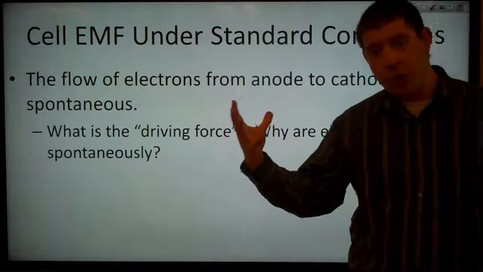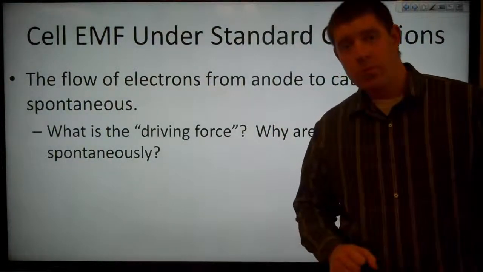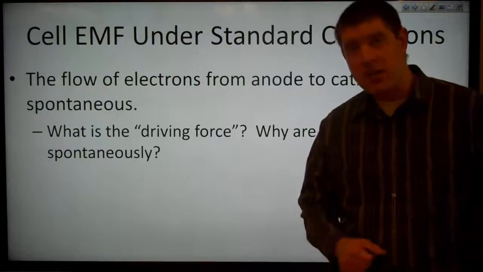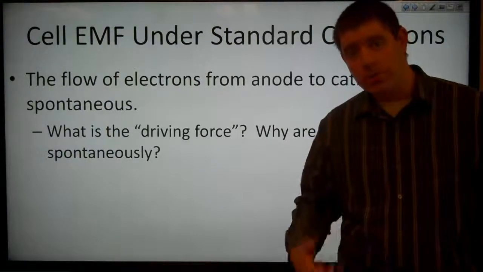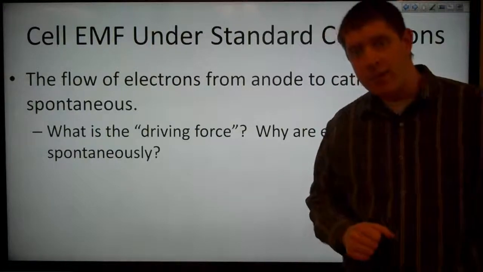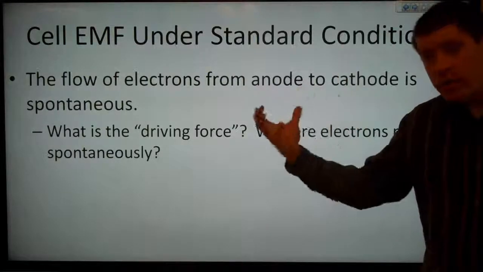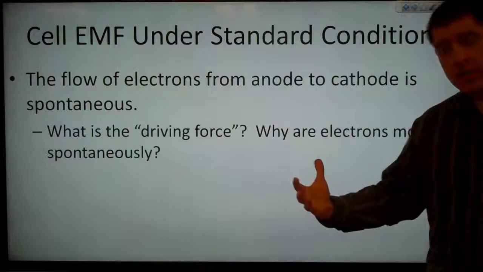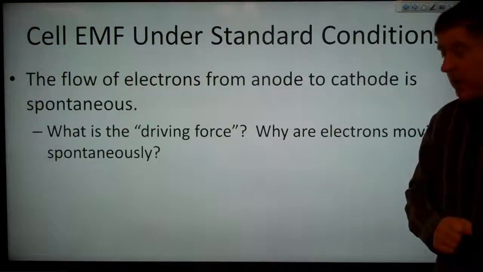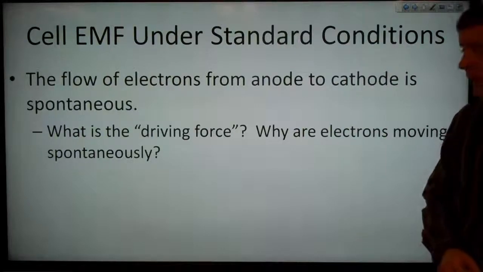If I drop a ball, that ball falls because the potential energy of that ball is dropping as it's gravitationally attracted to the Earth. So that driving force is that gravitational pull on the ball. So if the electrons are moving somewhere spontaneously, then there must be some force pushing them from one place to the other. So we want to know, why are our electrons moving spontaneously?